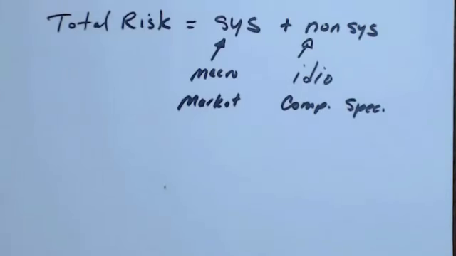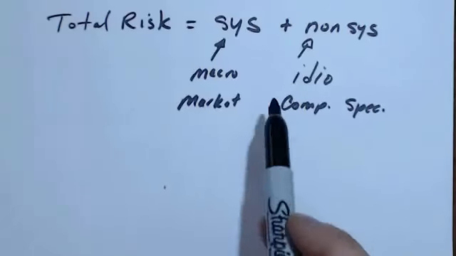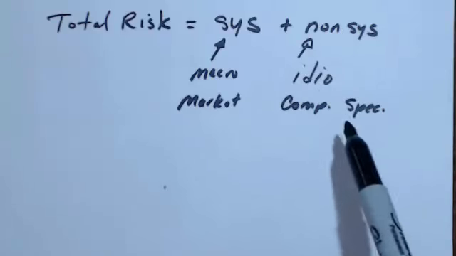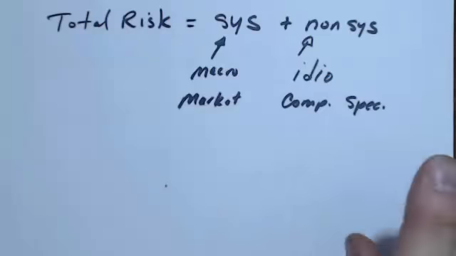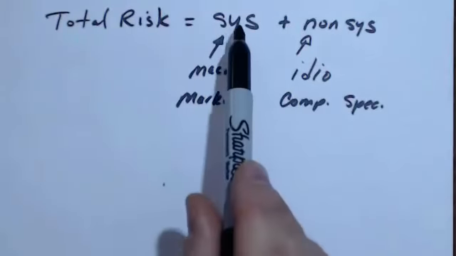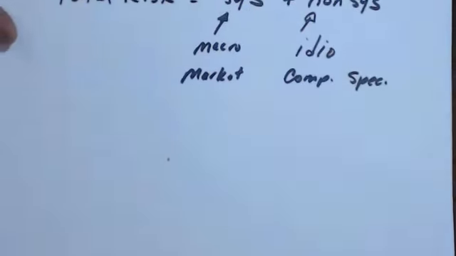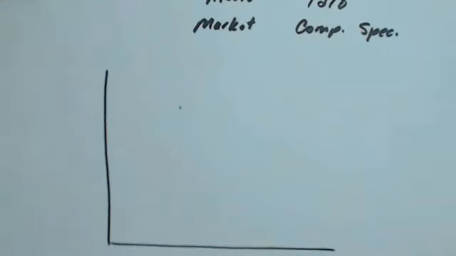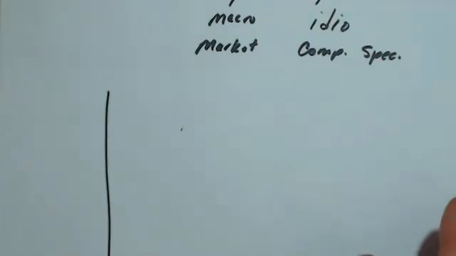Be careful. This terminology is used throughout finance. There's no clear way of describing it. They can call these components any one of these names. So we have total risk of systemic and non-systemic. So let me show you graphically what I mean, and why we're decomposing things into these components.